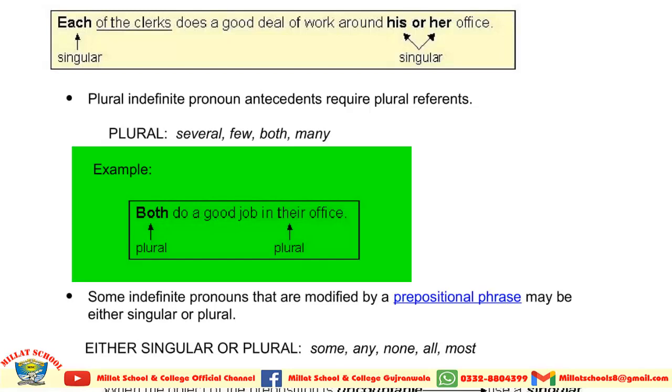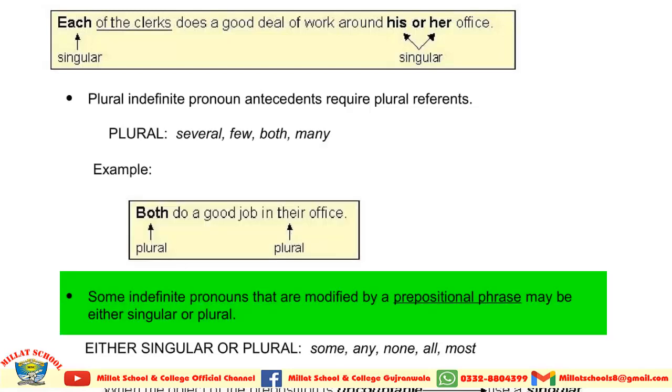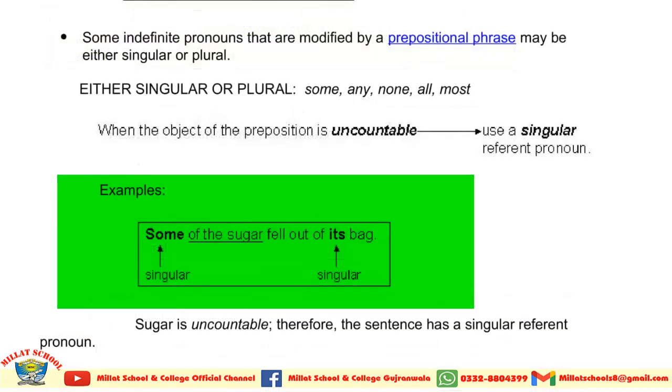Now I am coming towards the third portion of this agreement. Some indefinite pronouns that are modified by a prepositional phrase may be either singular or plural. For example, some of the sugar fell out of its bag. Here some is singular, so we have used its as the reference.